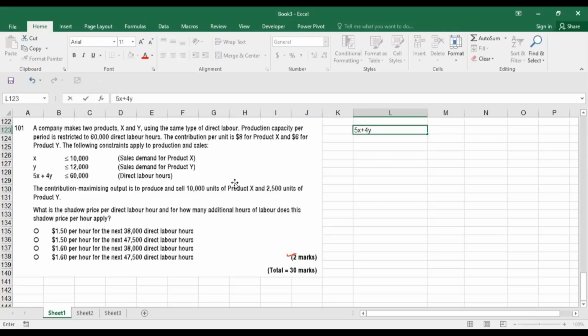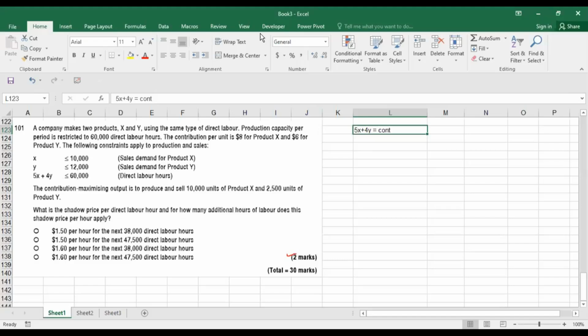If you remember from the lecture, we called it K, contribution maximization: 5X plus 4Y is equal to K. So how much is the contribution, where X is the number of units of X, and Y is the number of units of product Y. 5 was the number of labor hours spent on 1 unit of X, and 4 is the number of labor hours spent on 1 unit of Y. And they should not be more than 60,000.